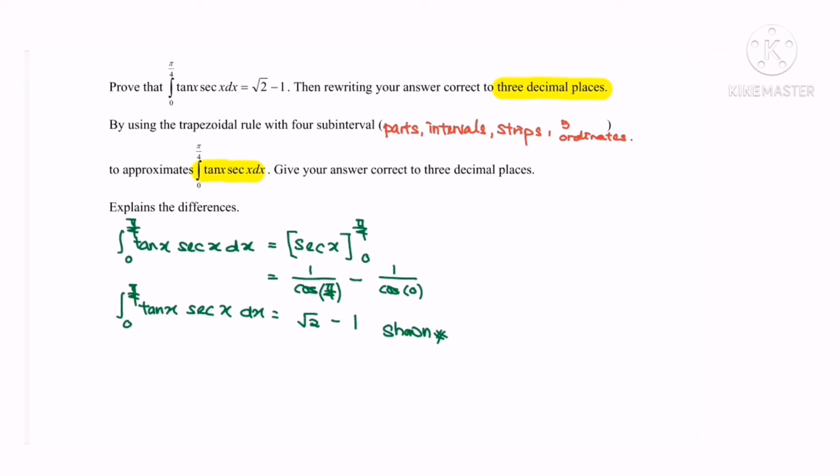Then rewrite your answer correct to 3 decimal places. So by referring to the calculator, if you press the square root of 2 minus 1, we will obtain the approximation 0.414.